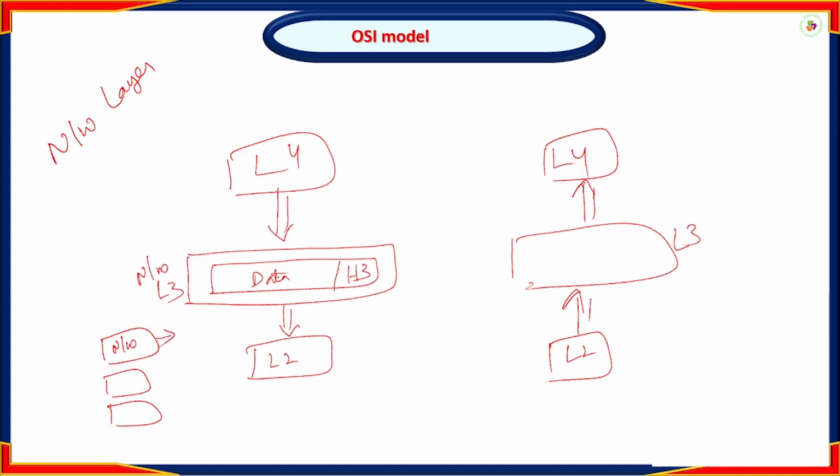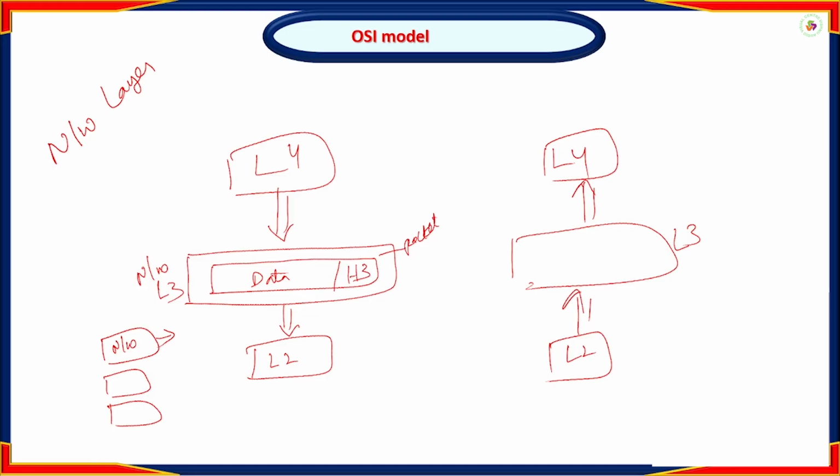Here, data with H3 will be called a packet. In the previous data link layer, it is called a frame. Here, it is called a packet. What does it contain in the network layer? What is the functionality of the network layer?